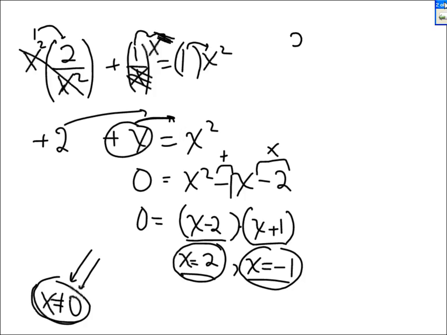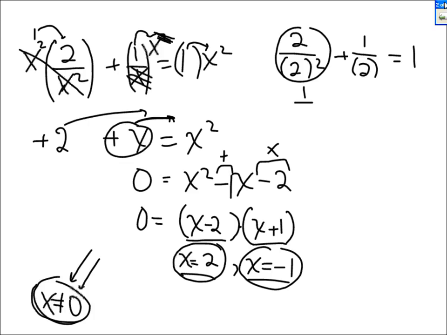We can check: 2 divided by x squared plus 1 over x should equal 1. Well, if x is 2, this is 2 over 4, which is a half, plus a half, that equals 1.